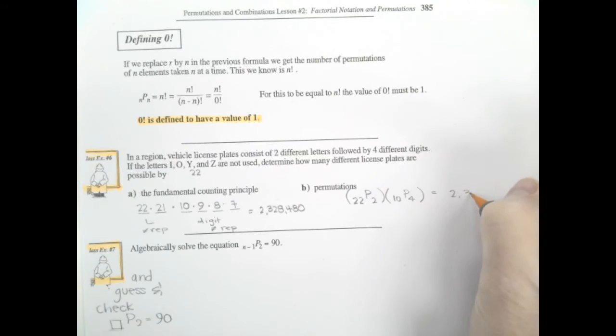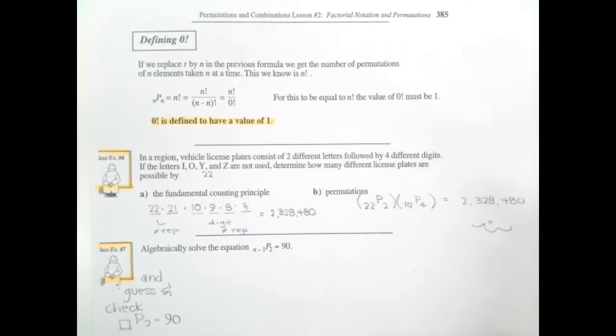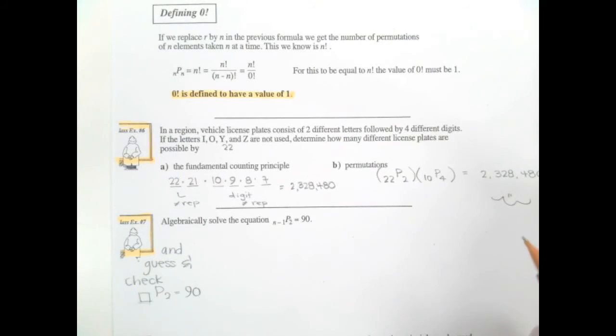So 2,328,480. Yay! So, perfect double check if you're kind of uncertain about your thought process on either one of those ways.